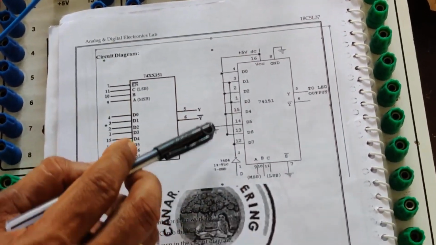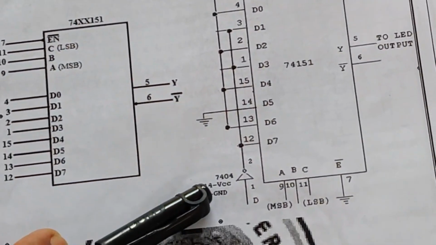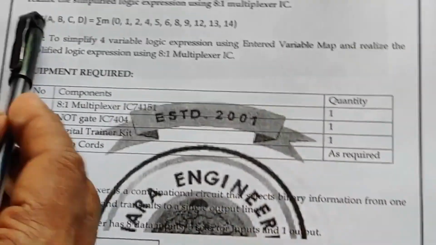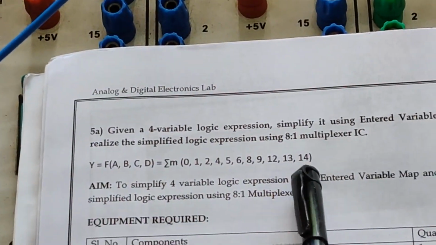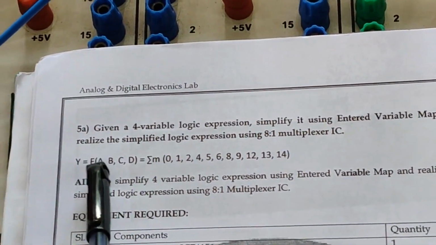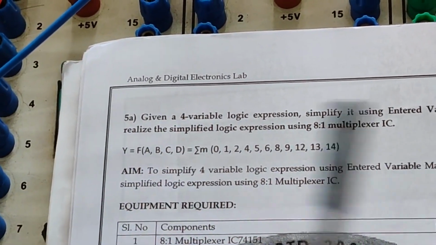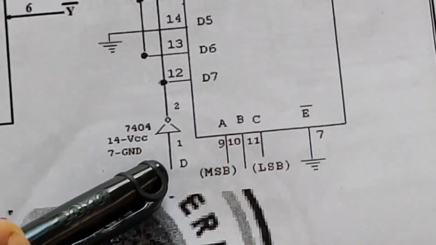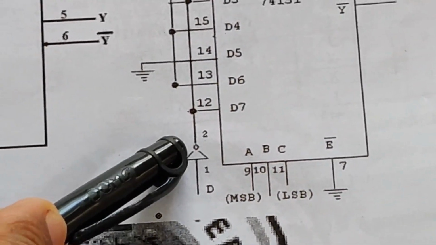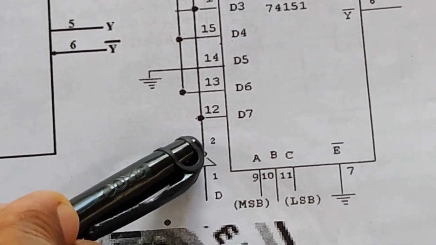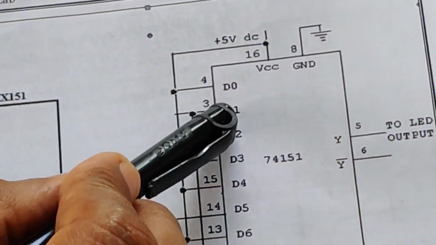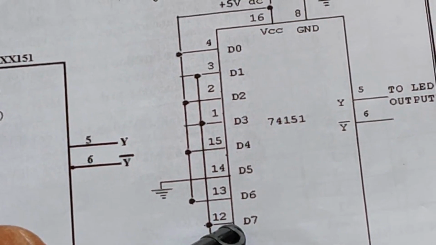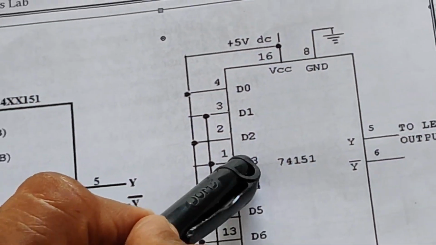Now we will connect the rest of the connections here. So you know we have to simplify a 4 variable expression into 3 variable. So in 4 variable you have one more variable D. So here you can see the one more variable D that goes through the inverter, and the output of the inverter is connected to the points D7, D3 and D1.